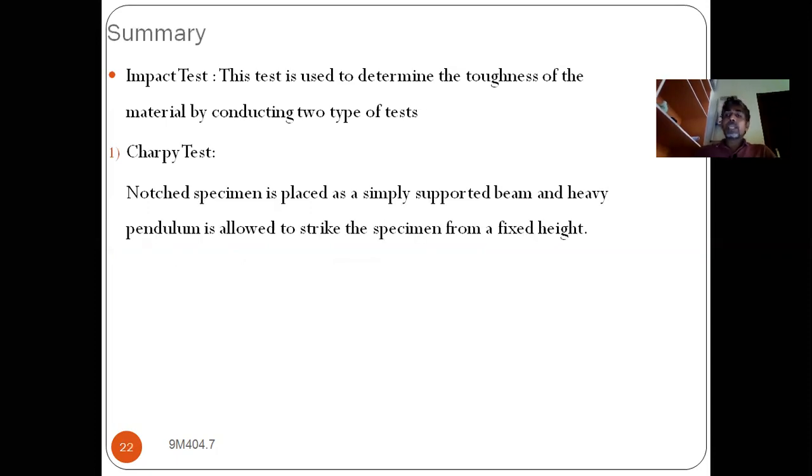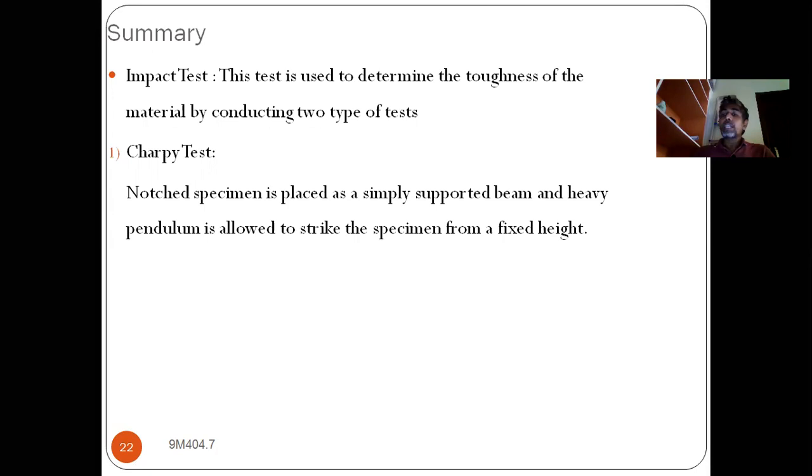And later we have discussed what is impact test. Before that, what is meant by impact strength, impact load. What is meant by impact load is nothing but sudden or shock load is known as impact load. Impact strength is the ability of the material to resist that type of sudden or shock load without fracture.